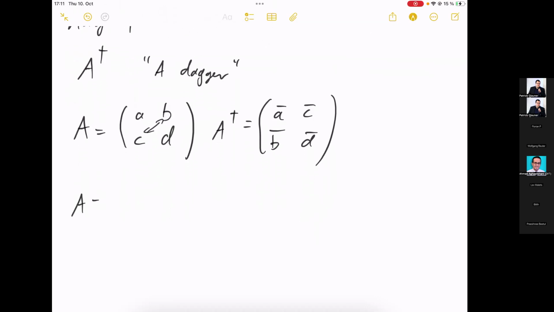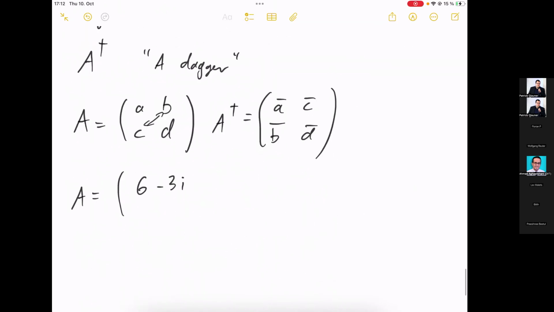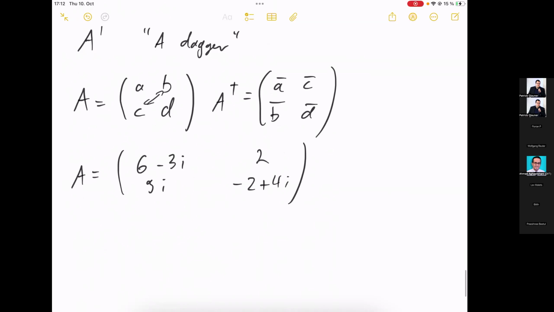And just to make sure we're all okay with this, just take the matrix from before, which was 6 minus 3i, 2, 9i, and minus 2 plus 4i. And I want you to calculate the adjoint and send the 4 elements here in the chat in our Zoom session, ideally in the right order. So you would start with the first element, then the second element, and the third, and then the fourth. So we're all on the same page. And remember, it's just the conjugate matrix, but we also transpose it.